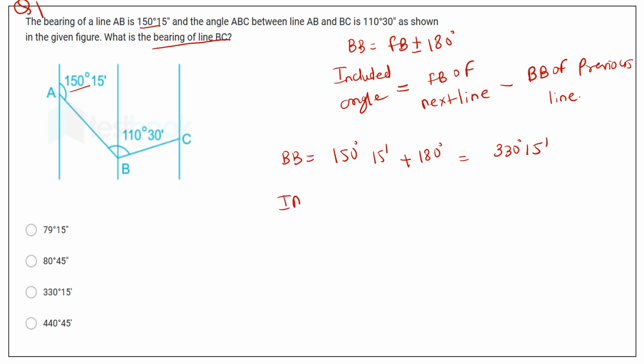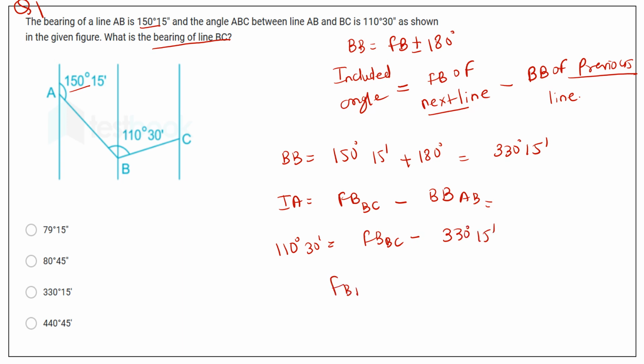For the included angle, the formula is fore bearing of next line, which is BC, minus back bearing of previous line, which is AB. So the included angle, 110 degree 30 minutes, equals fore bearing of BC minus back bearing, which is 330 degree 15 minutes. So fore bearing of BC is equal to 440 degree 45 minutes.